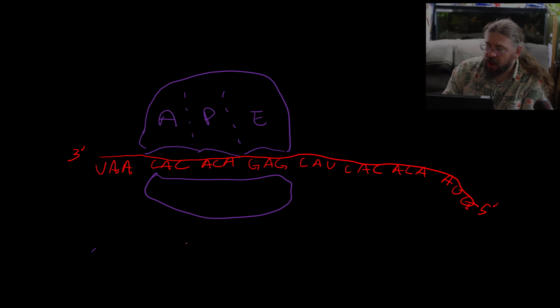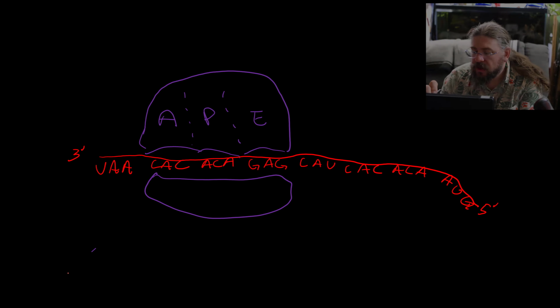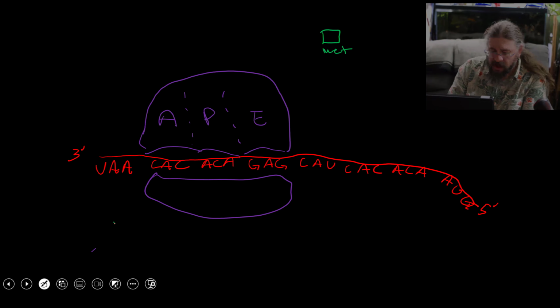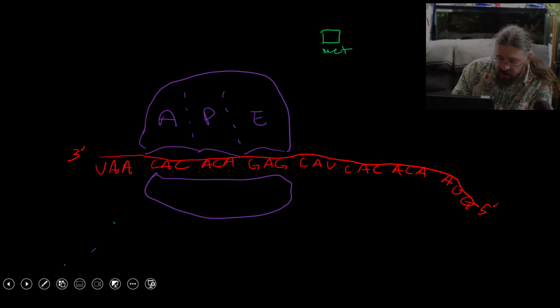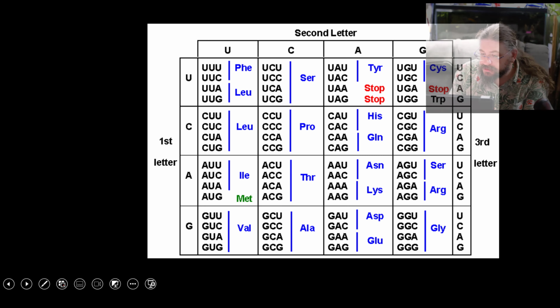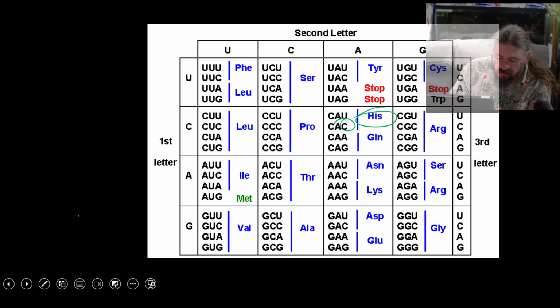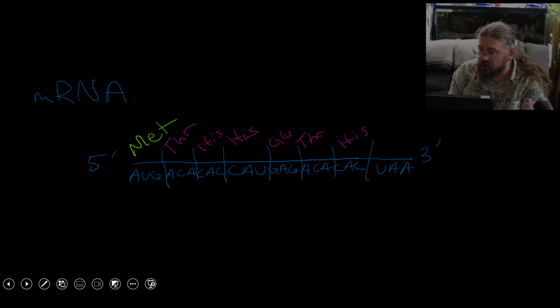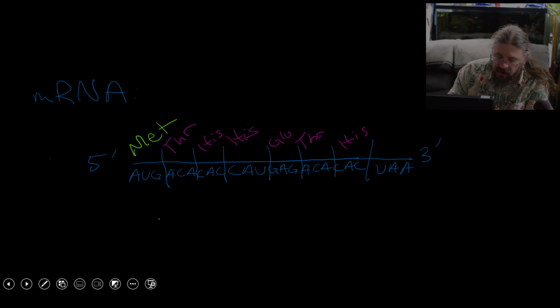Let's see, it's going to be methionine, and then we've got in our CAC histidine. So we'll just look over here. It should be histidine, threonine, glutamine, histidine, threonine, methionine.